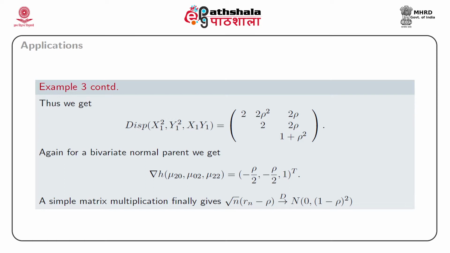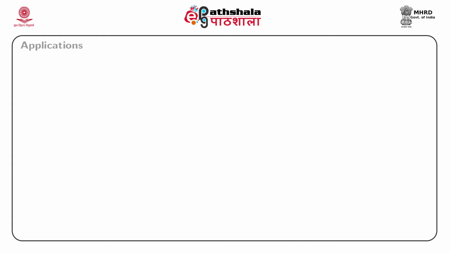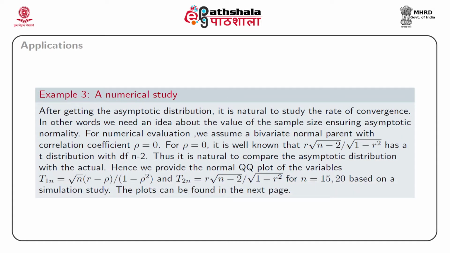So now we shall start a simple interesting study regarding the behavior of R in small samples and large samples. After getting the asymptotic distribution, it is natural to study the rate of convergence. So in other words, we need an idea about the value of the sample size ensuring asymptotic normality. For numerical evaluation, we assume a bivariate normal parent with correlation coefficient rho equal to 0. For rho equal to 0, it is well known that R multiplied by square root of n minus 2 divided by square root of 1 minus r square has a t distribution with degrees of freedom n minus 2.